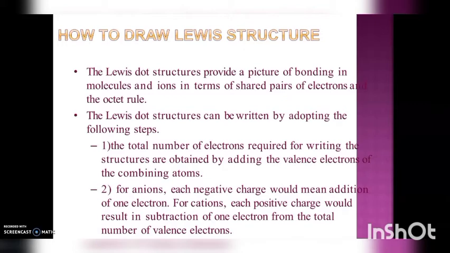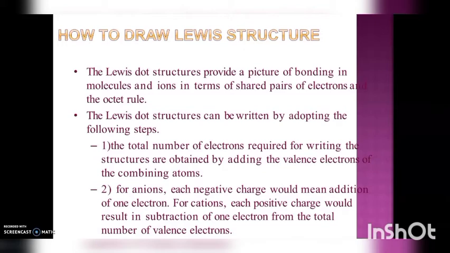So the first step is we have to calculate the total number of electrons required for writing the structure. How to find out the total number of valence electrons? For example, if we take HCl, we have to find out the valence electron in hydrogen and the valence electron in chlorine. For hydrogen it is 1, for chlorine it is 7. We have to add them, 1 plus 7 gives 8. So the first step is to find out the total number of valence electrons of each atom.